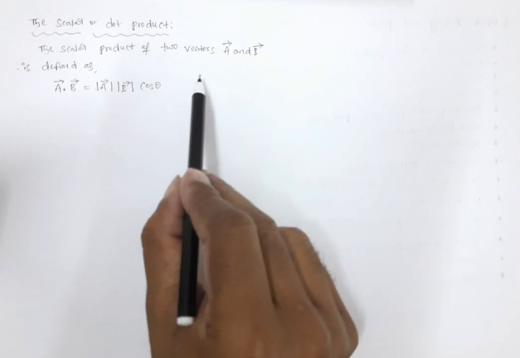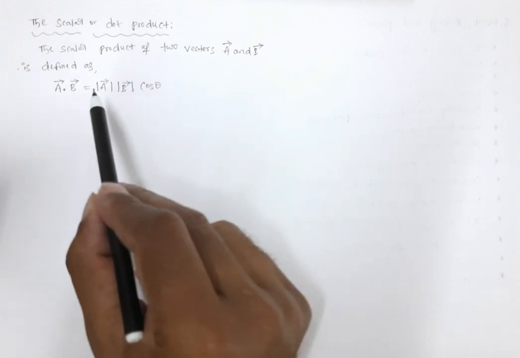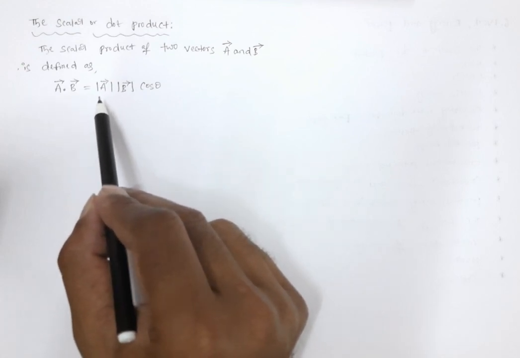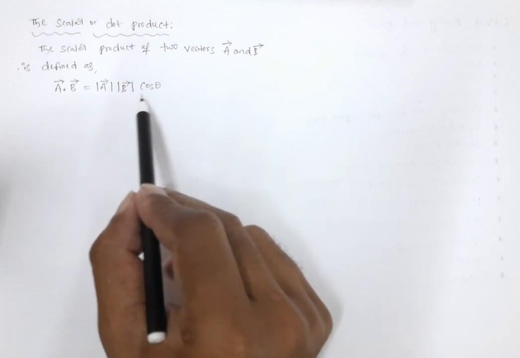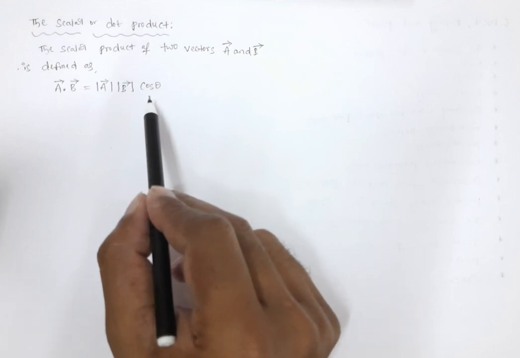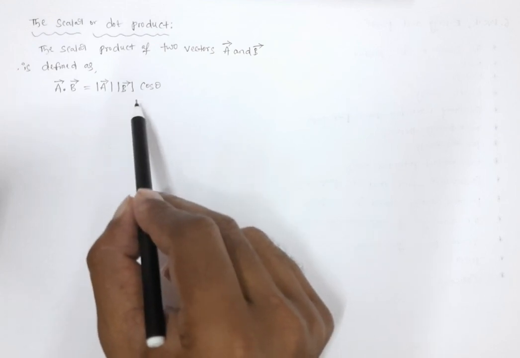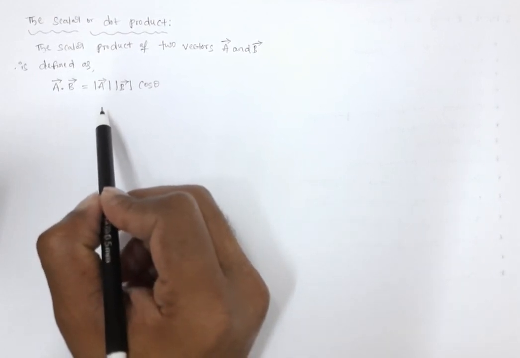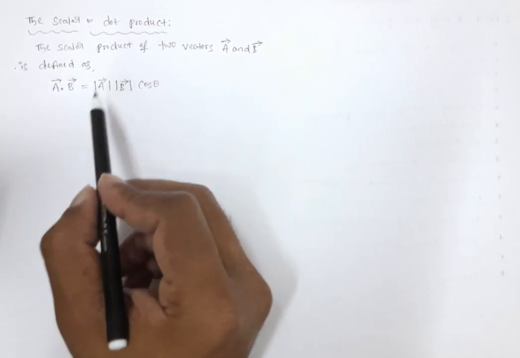The scalar product of two vectors a bar and b bar is defined as a bar dot b bar is equal to magnitude of a into magnitude of b into cos theta. Here theta is the angle between a bar and b bar. Using this equation we can define the scalar or dot product.